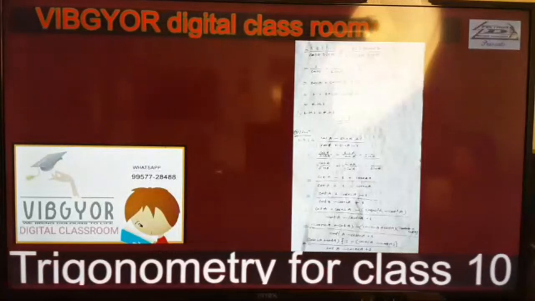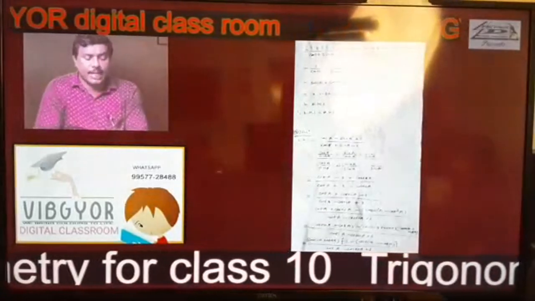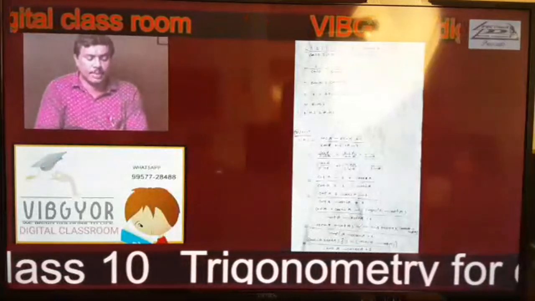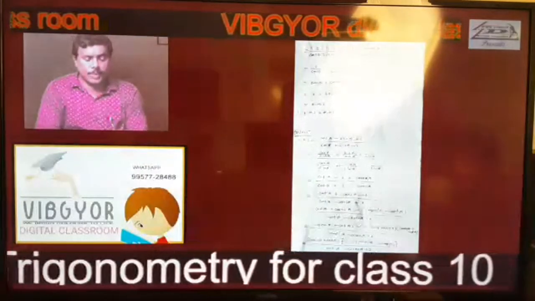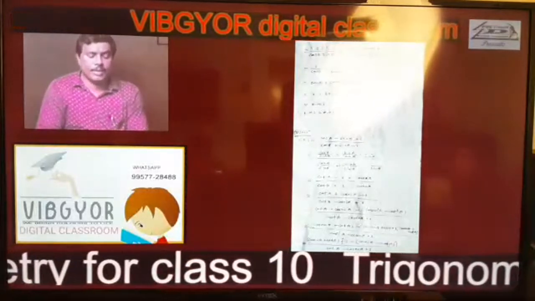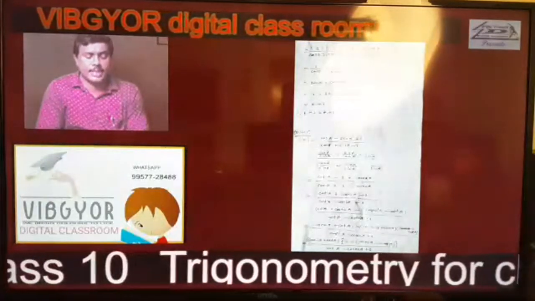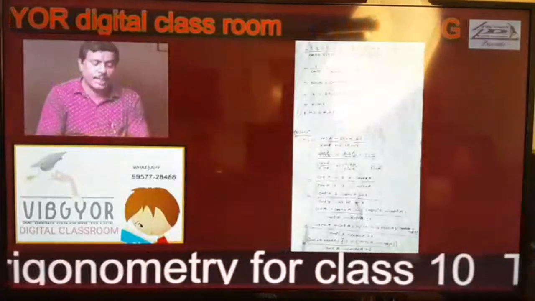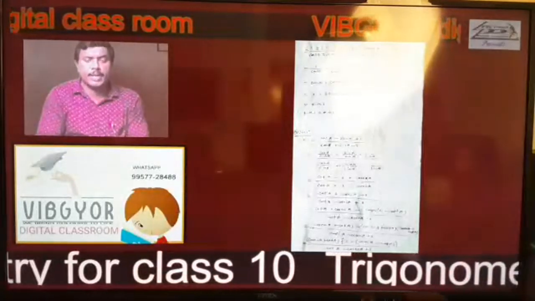Next, we are going to prove the identity of question number 5. Left hand side, page number 17 now. Left hand side: cos A minus sin A plus 1 divided by cos A plus sin A minus 1. Now we have to divide each and every term of this part by sin A. Then it becomes cos A by sin A minus sin A by sin A plus 1 by sin A, whole thing divided by cos A by sin A plus sin A by sin A minus 1 by sin A.